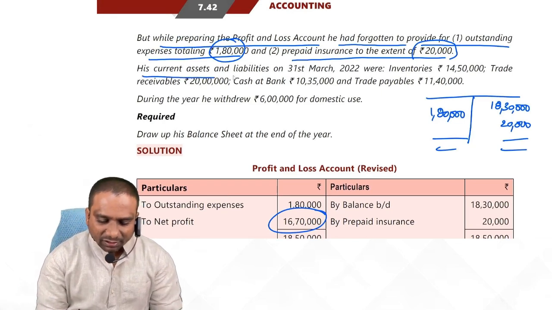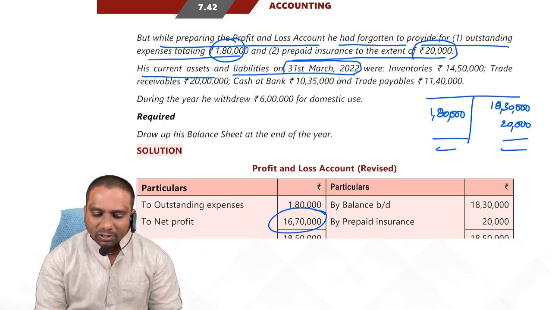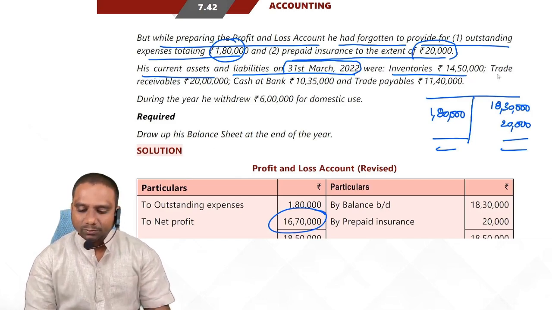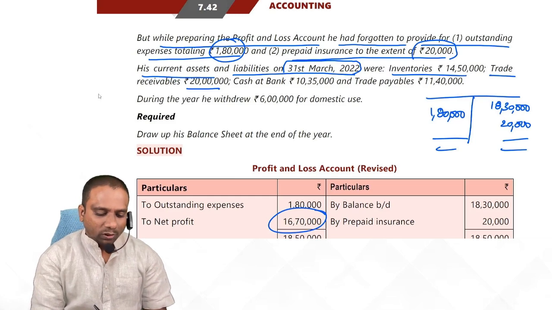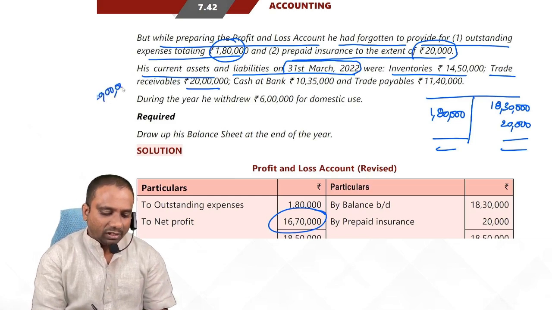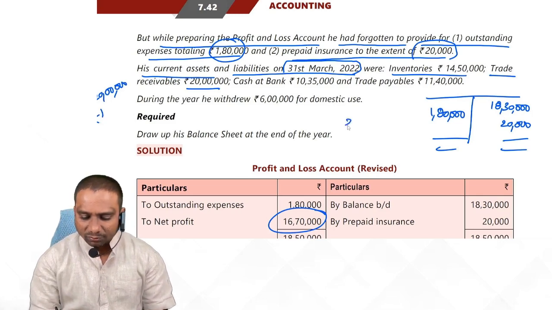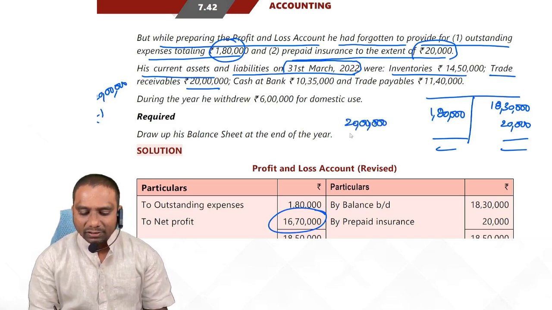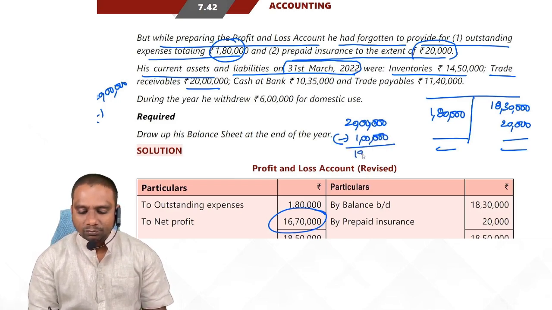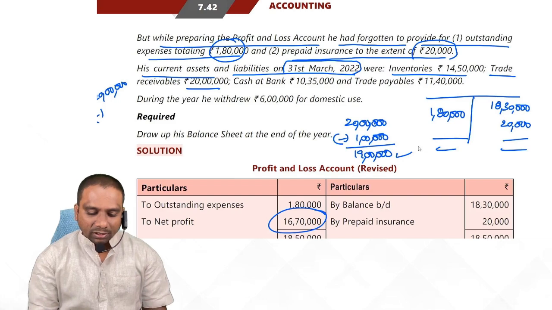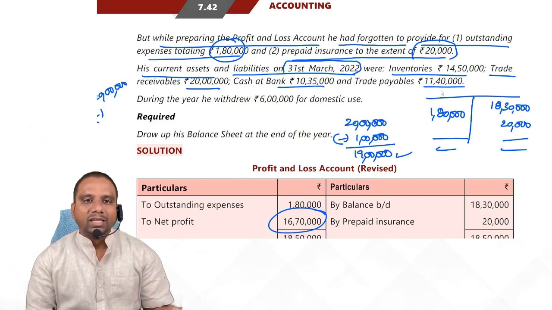Next one. His current assets and liabilities on 31st March 2022. They are giving closing date assets and liabilities. Inventories, asset. Trade receivable, asset, 20 lakhs. On this 20 lakhs we have provided a 5% provision, minus 1 lakh. The remaining amount we have to show in the outer column, 19 lakh. Do remember, students. Next, cash, asset, trade payable, liability.